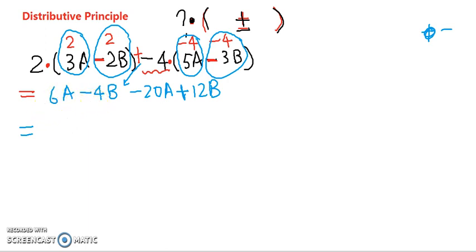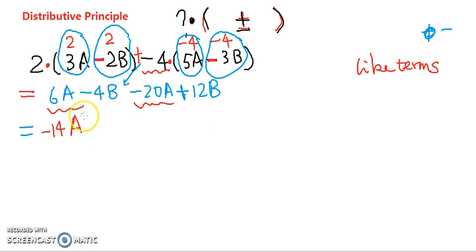And notice that we have like terms which can be combined. So for example, we have 6a and negative 20a. They both have the variable a. So this is what we call like terms. What's a like term? Like term means they both share the same variable. So 6a minus 20a. When we combine like terms, we copy the letter. If it's a, we still get a. And we're going to subtract the numbers in front of them. So 6 minus 20, which is negative 14.